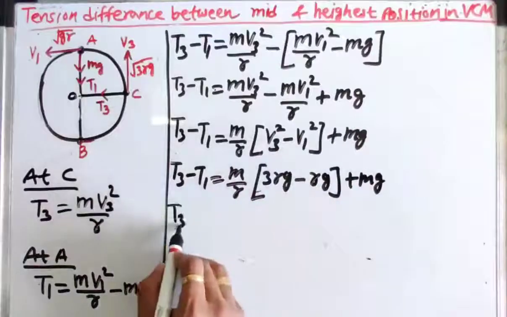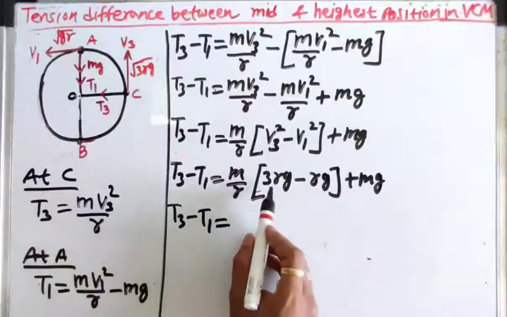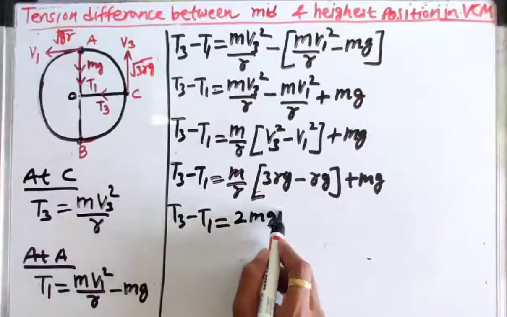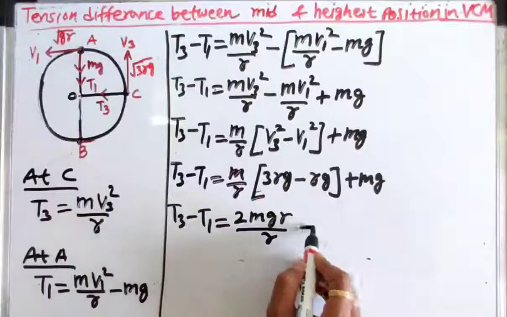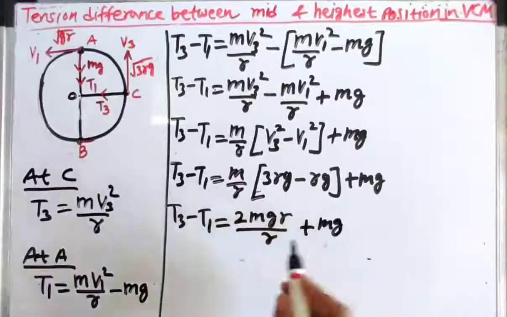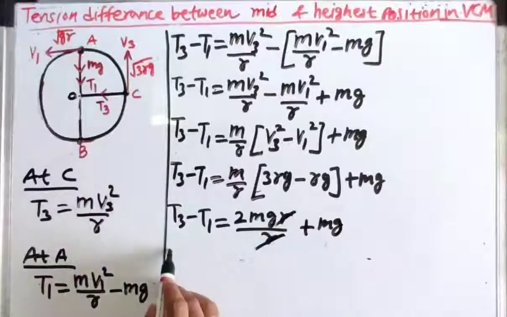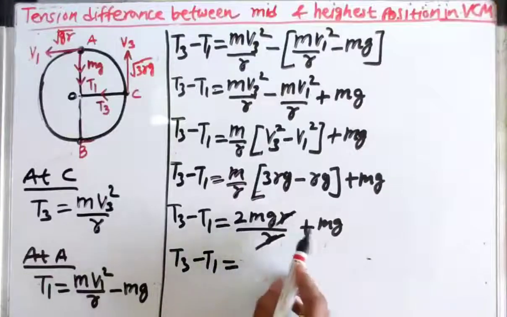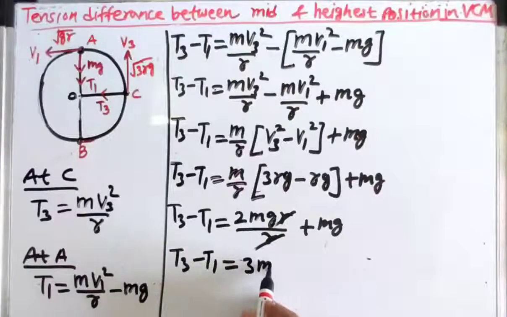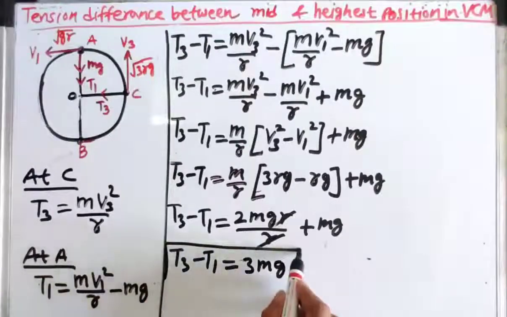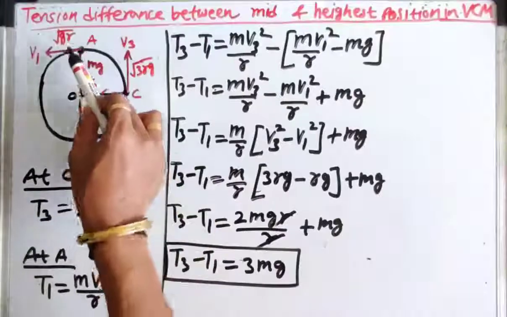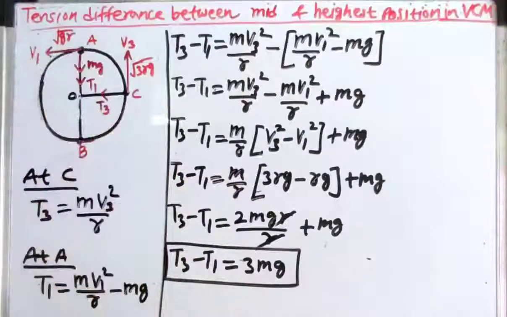So therefore T3 minus T1, 3rg minus rg, that is 2rg. So we can write 2mgr upon r plus mg. This r will get cancelled with this r, so we can write T3 minus T1 is equal to 2mg plus mg, that is 3mg. This is the equation for the tension difference between the mid and highest position in vertical circular motion.